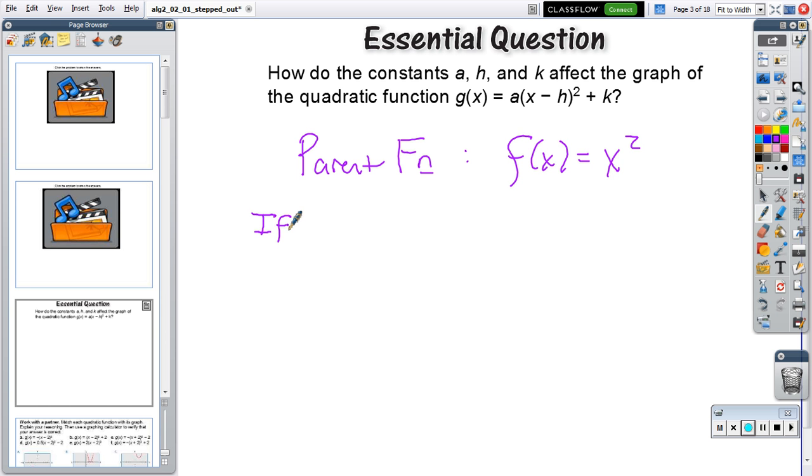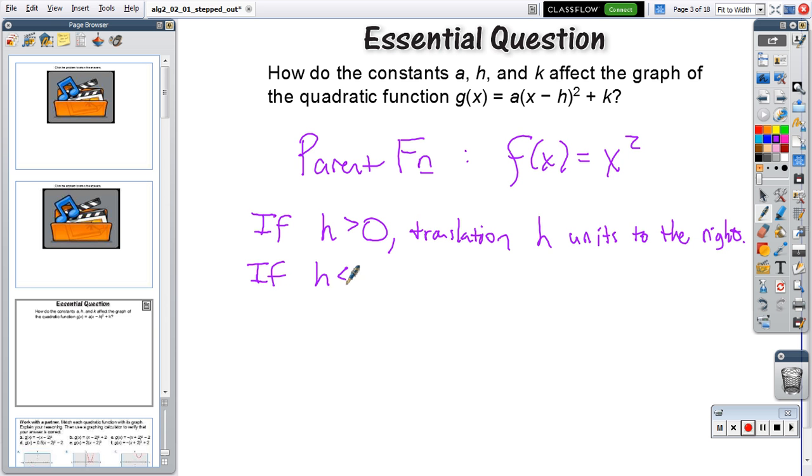So if h is positive, translation h units to the right. And then if h is negative, translation h units to the left.